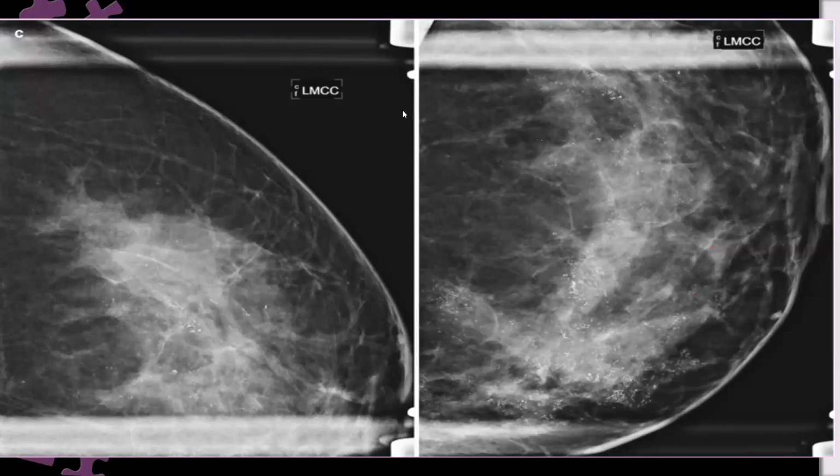Linear branching calcification. The segmental distribution. This is polymorphic. Extensive polymorphic. If you look here, this is what? Skin thickening. This is a nipple. And this will be the medial breast.